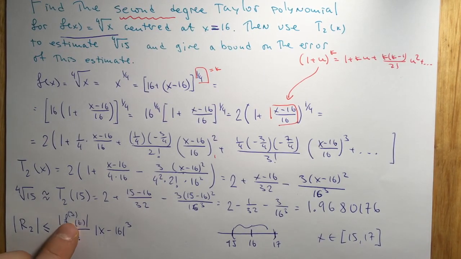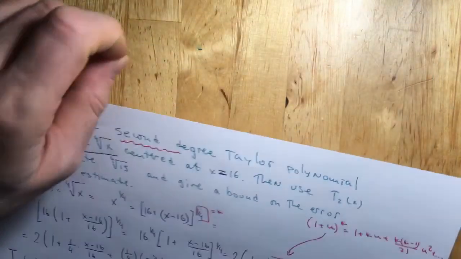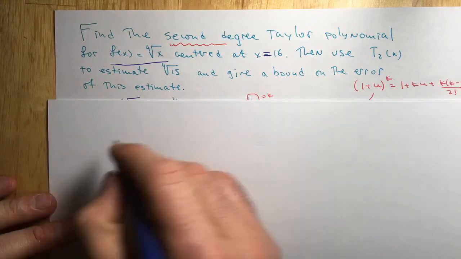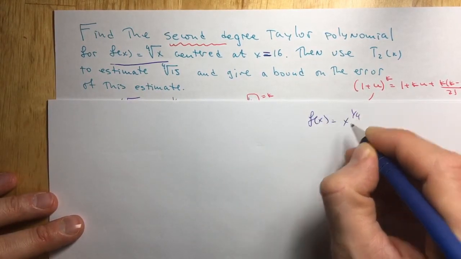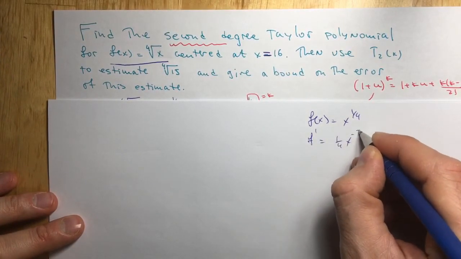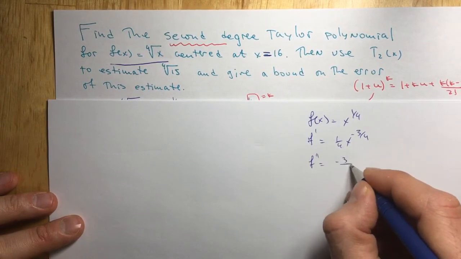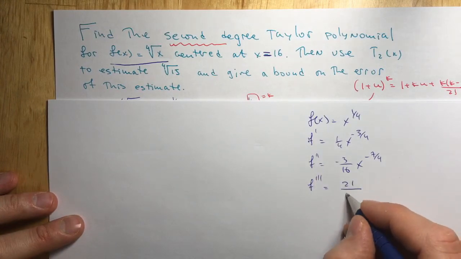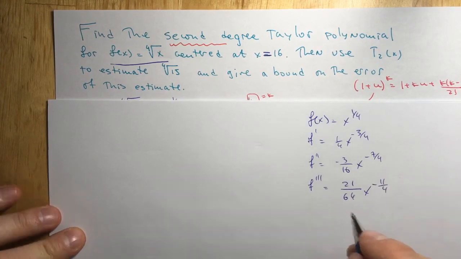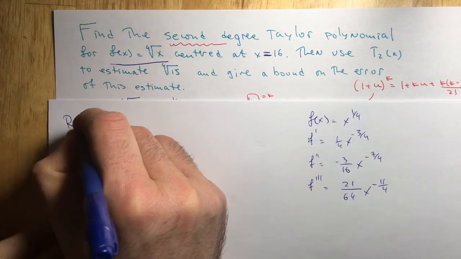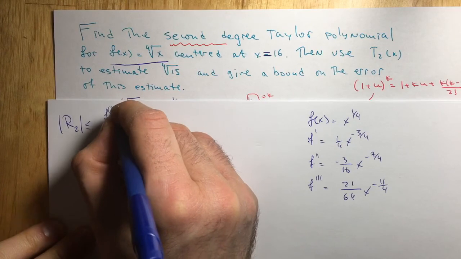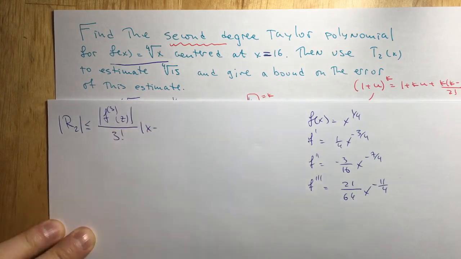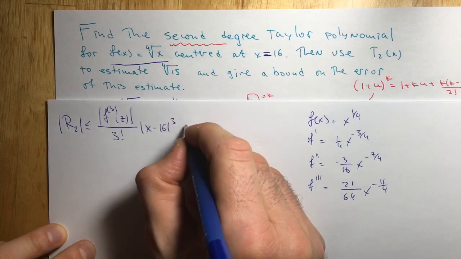Okay, so first of all, we have to evaluate the third derivative of the function, which is going to be very easy, right? So f of x is equal to x to the power 1/4. The first derivative is 1/4 x to the power negative 3 over 4. The second derivative is negative 3 over 16 x to the power negative 7 over 4. And the third derivative is 21 over 64 x to the power negative 11 over 4. So let me rewrite what was written on the previous page. It is less than or equal to the third derivative evaluated at this value that runs from 15 to 17, over 3 factorial, times x minus 16 to the power of 3.